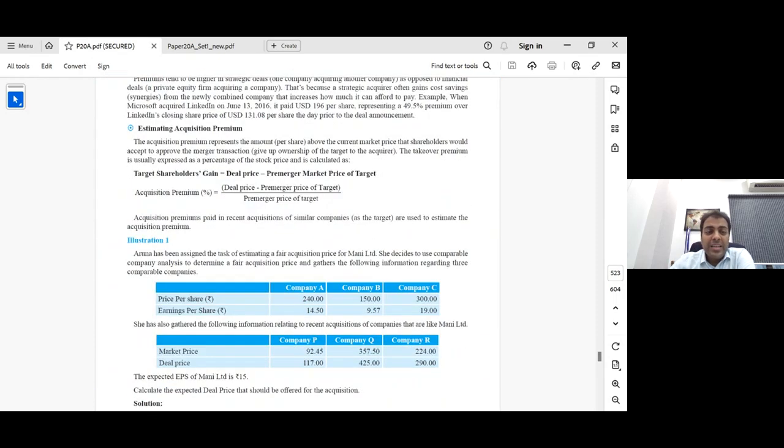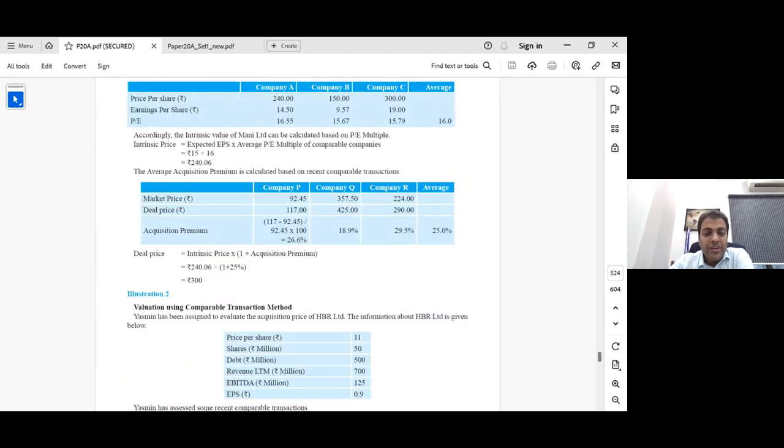You also need to understand the acquisition premium. What is the premium that you have paid for the acquisition? This is very similar to goodwill. You are saying what is the deal price minus the pre-merger price. The pre-merger price considered the fair value of the target. So what is the goodwill percentage, also known as the acquisition premium percentage? That's what's given here.